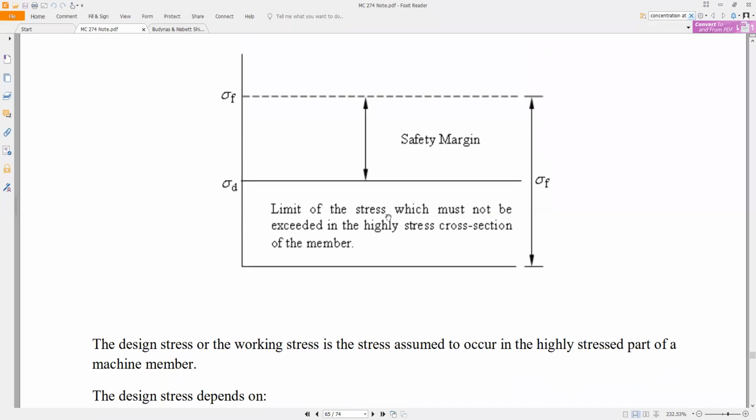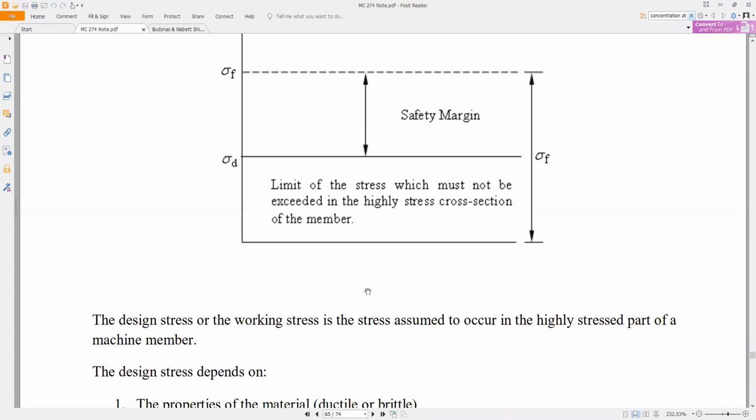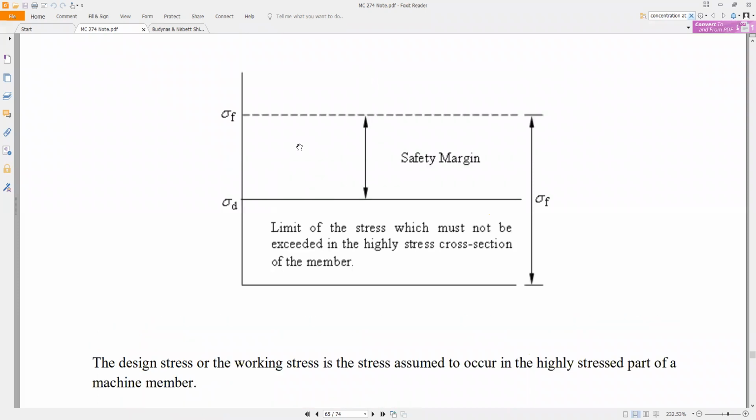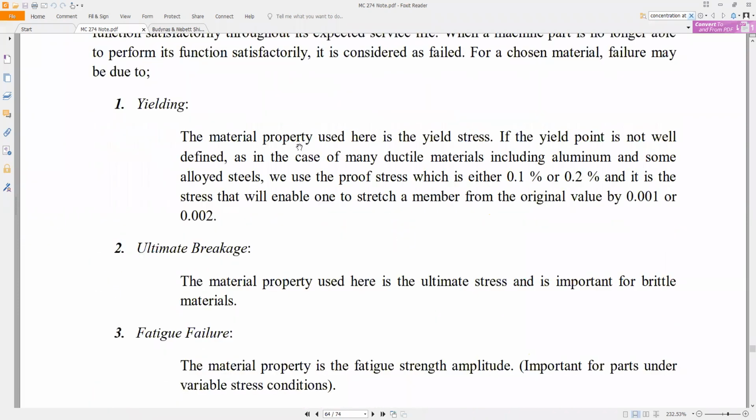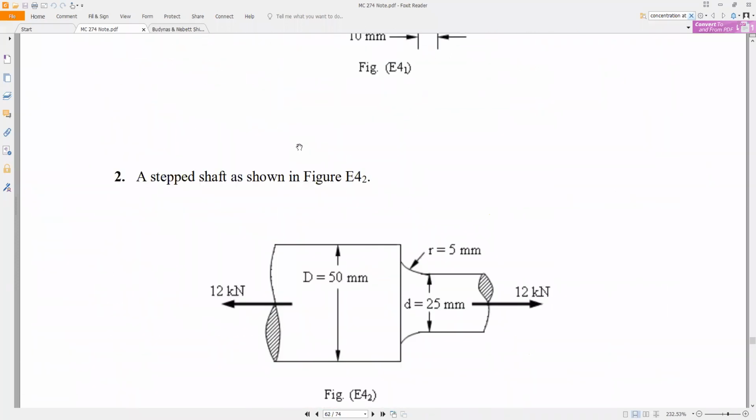So we have the limit of the stress which must not be exceeded in the highly stressed cross-section of the member. So when we have the member, the highly stressed cross-section of the member should not exceed the design stress. Let me go back and refer to something.